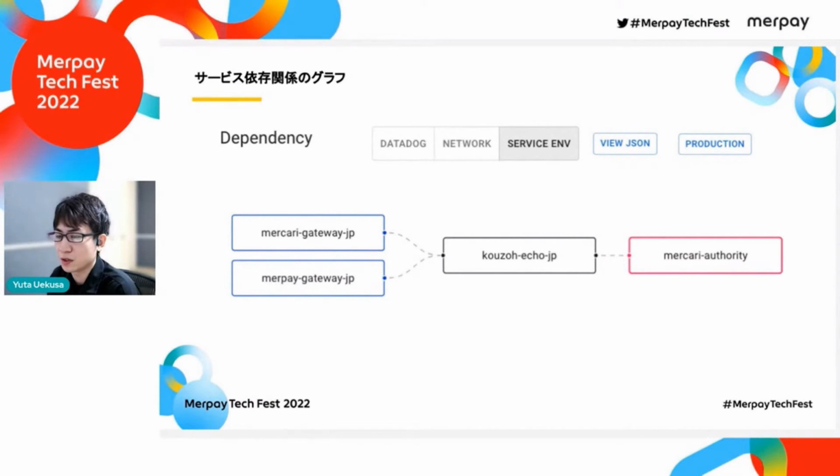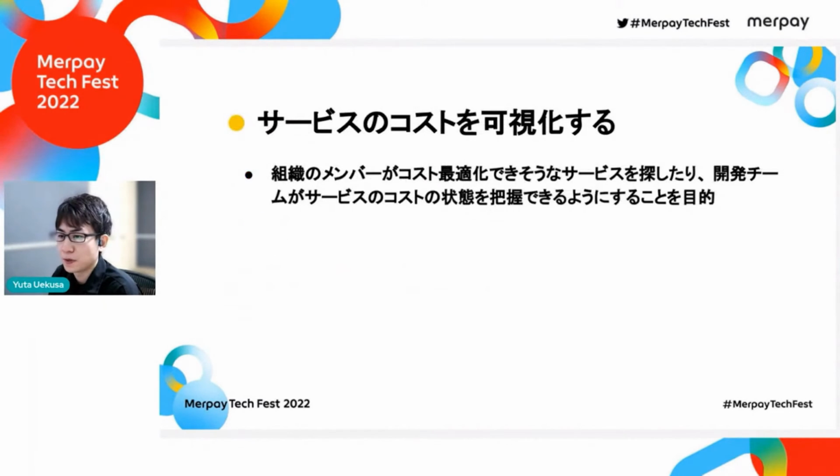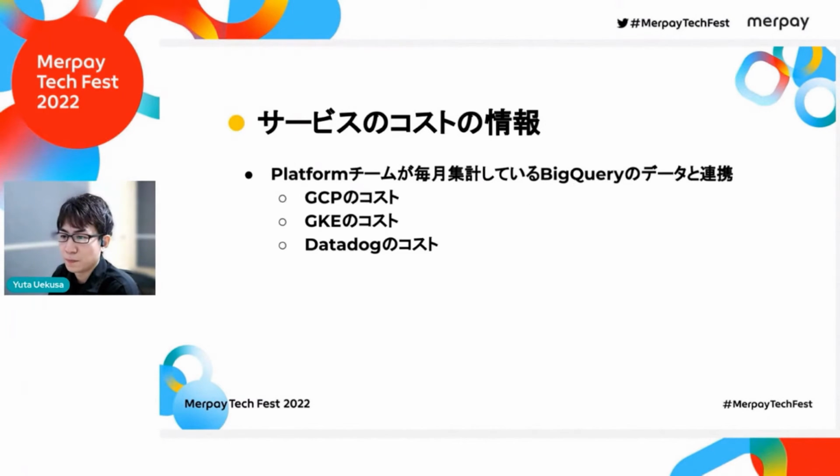This is followed by a feature for visualizing the cost of services. This function is intended to help members of the organization to find services that can be cost optimized and for the development team to understand the status of their services. The information on the cost of services is based on data that the platform team aggregates into BigQuery every month. Currently, 3 types of costs are collected: GCP, GKE, and Datadog.